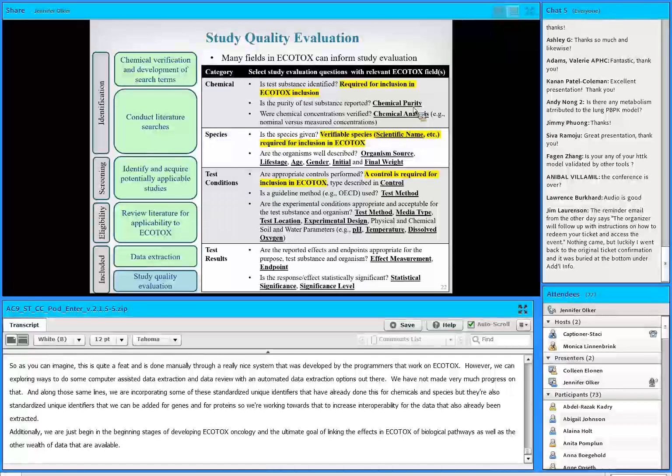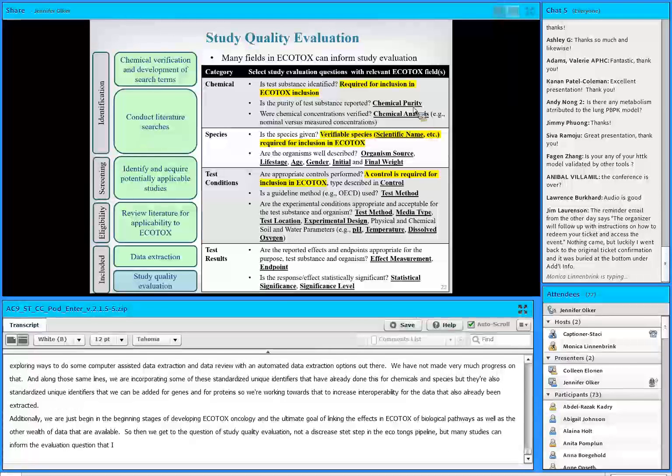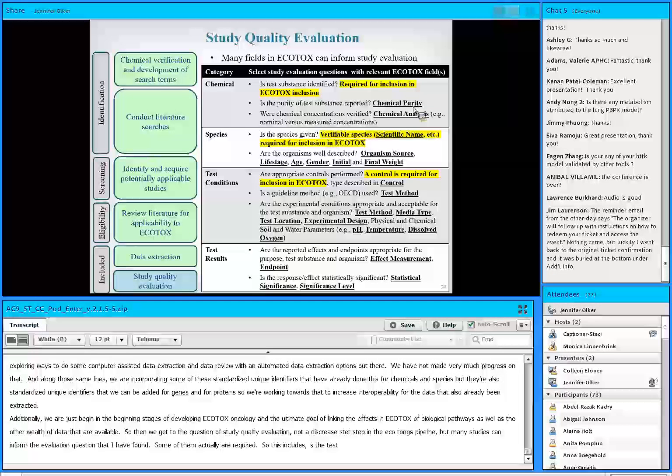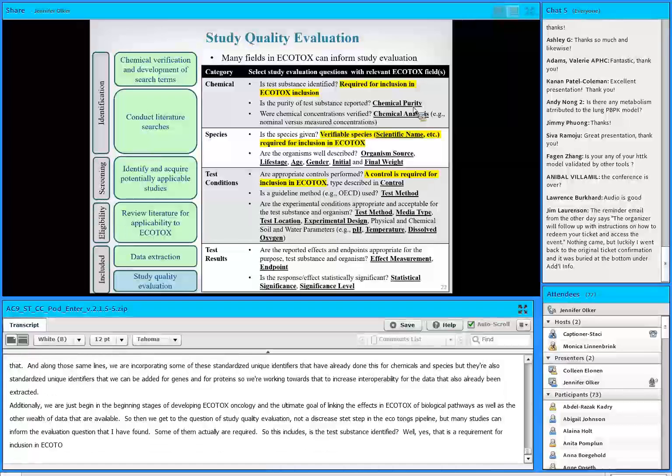So then we get to this question of study quality evaluation. It's not a discrete step in the ECOTOX pipeline, but many fields in ECOTOX can inform study quality evaluation questions that I have found. Some of them actually are required for inclusion in ECOTOX. So this includes, is the test substance identified? Well, yes, that is a requirement for inclusion in ECOTOX. Is the species given? Yes, again, that's also a requirement for inclusion in ECOTOX. And a control is required for inclusion in ECOTOX.